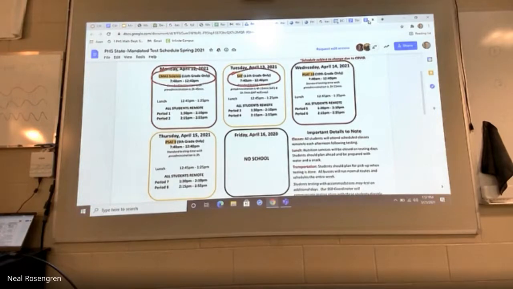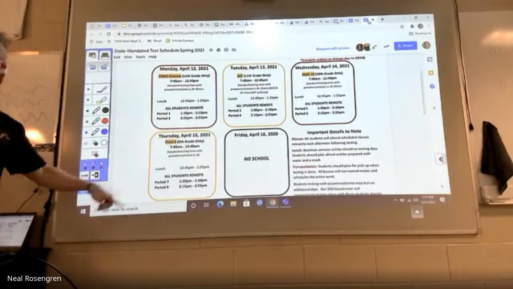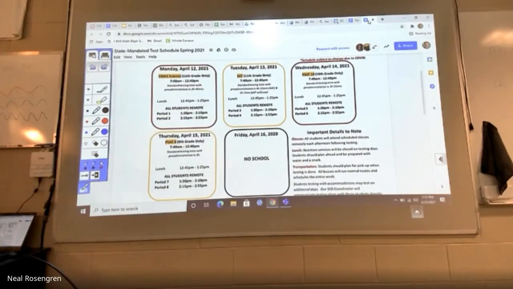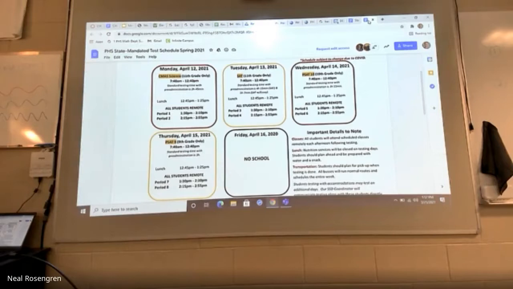They start at 7:40. They take as long as they take. Probably not as long as the time that's there, but that includes anybody that has maybe time and a half or double time to take tests, part of an IEP or 504. But I want to make sure that you know that these things are happening. Okay, you have to get to school not just on time but early.